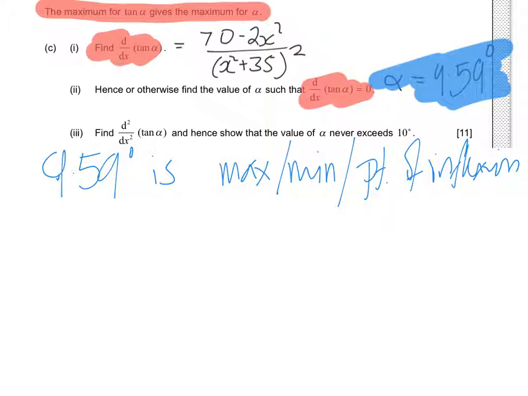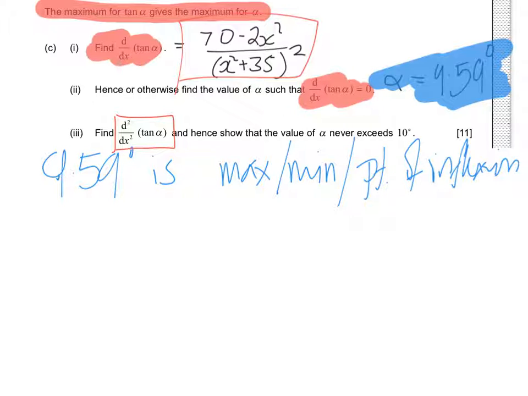So part 3 is all about deducing that tan alpha is a maximum. So we're going to find the second differential by going back to the first differential. Now this is the calculator paper, so we could just evaluate this expression on the calculator. But I think the way that it's worded suggests that we do need to find an expression for d2y by dx squared. So let's do that first.